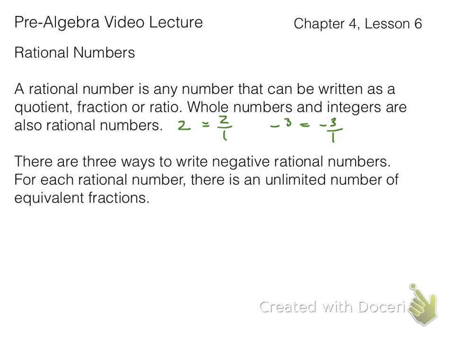You could also write negative 3 as negative 6 over 2, because if you simplify it, you still get negative 3. Got it? Okay, so here are 3 ways to write a negative rational number. For each rational number, there's an unlimited number of equivalent fractions. Just like here, negative 3 can be written as negative 3 over 1, which equals negative 6 over 2, which equals negative 18 over 3. There's a ton of ways you can write them, and it's just your job to find them when asked.